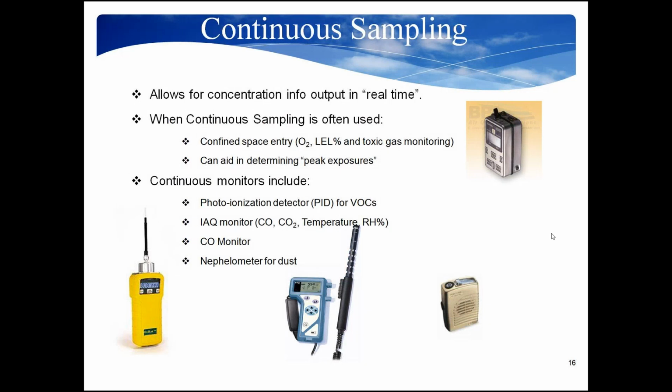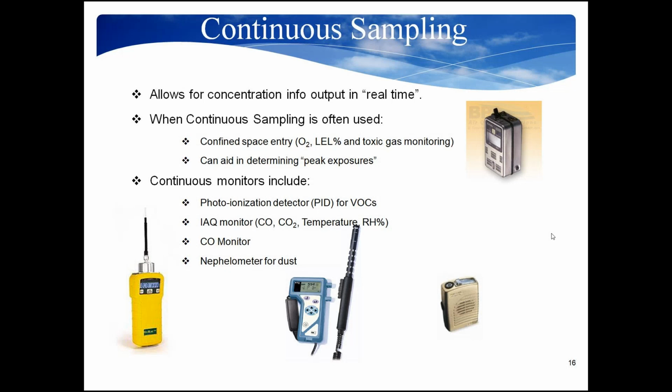So continuous sampling using a real-time instrument gives you the data in real time right on the screen. It also data logs. You might need this if you're entering a confined space. That's really important, that you are using that to determine oxygen levels, or if there's an explosive environment, you would want to know that right away. It can also help in determining peak exposures. It can also help you find sources. So if you're doing something like leak testing or source testing, where you're just looking for a contaminant's source.